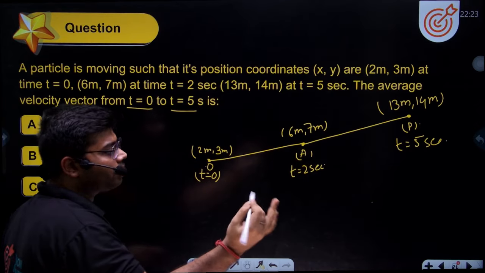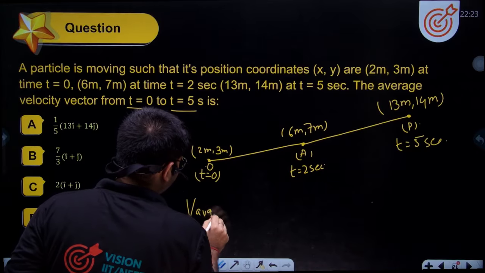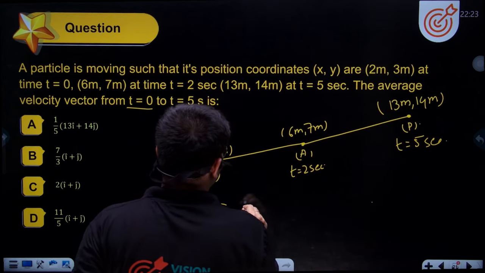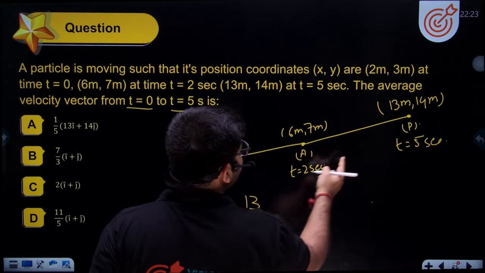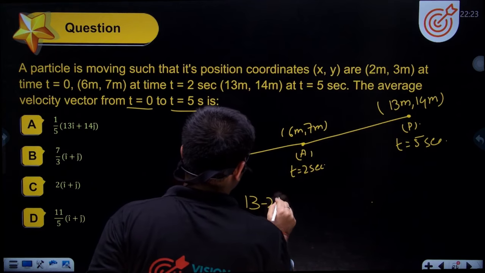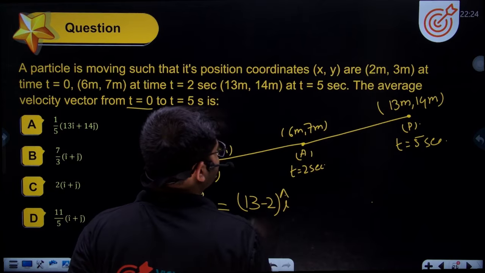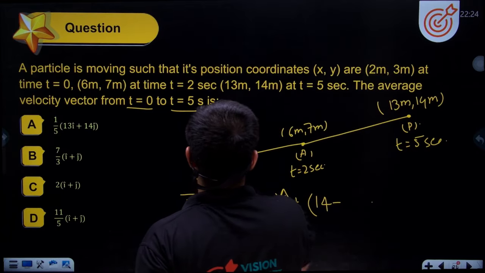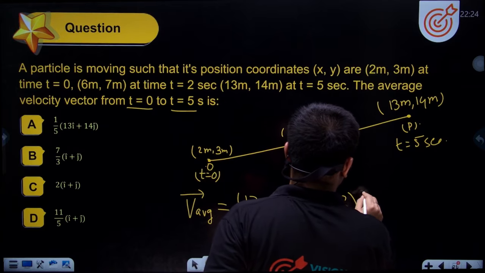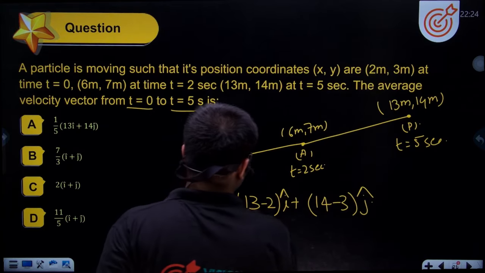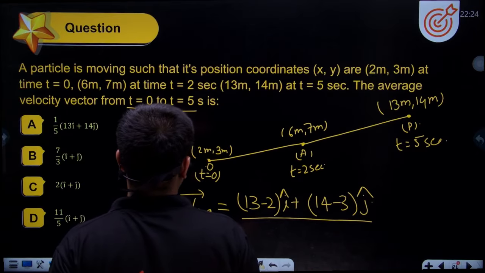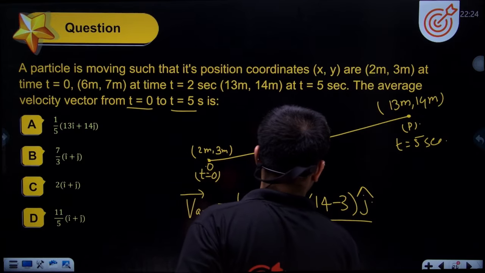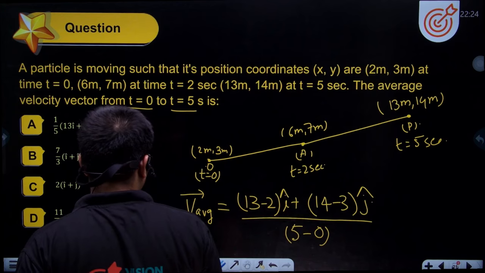So my average velocity vector is going to be (13 minus 2) i cap plus (14 minus 3) j cap, right, divided by 5 minus 0. So this is T2 minus T1.